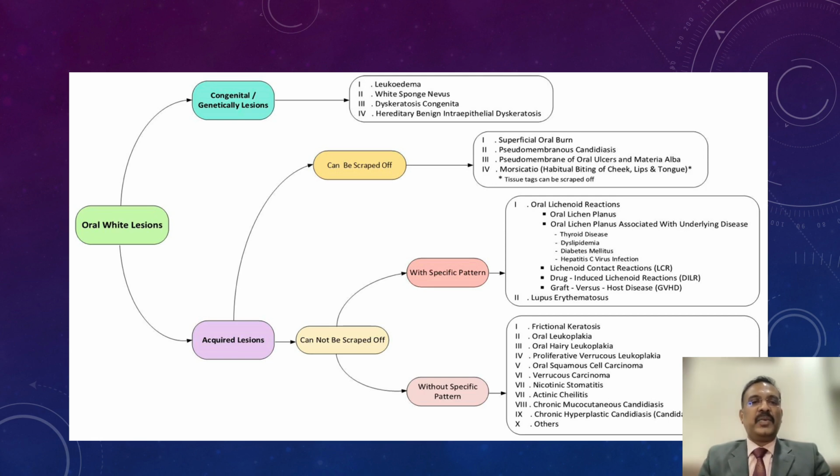The important question is, can it be scraped off? Superficial oral lesions, candidal lesions, and pseudomembranous lesions are usually able to be scraped off. Morsicatio buccarum, that is habitual biting of the cheek or the buccal mucosa, also comes under this. And if it cannot be scraped off, then it is likely to be a much more serious condition. So all these lesions need to be further evaluated.